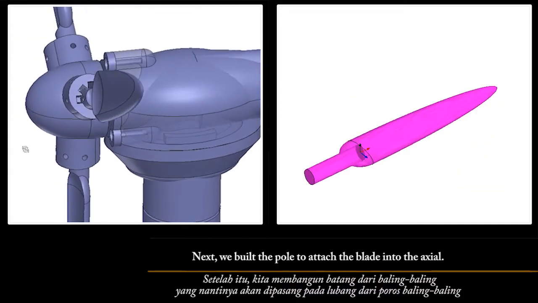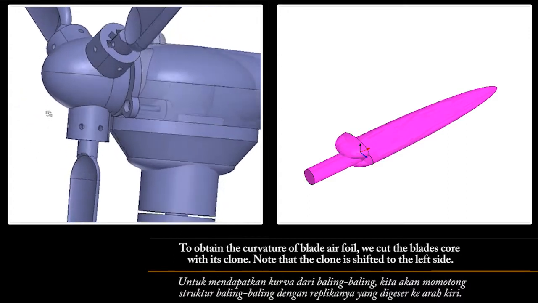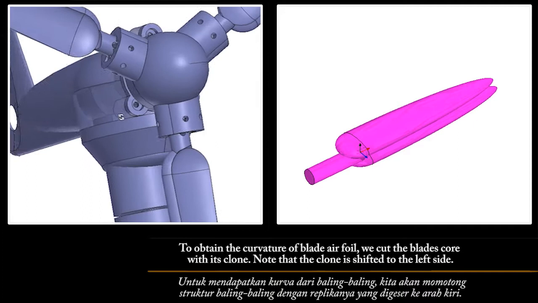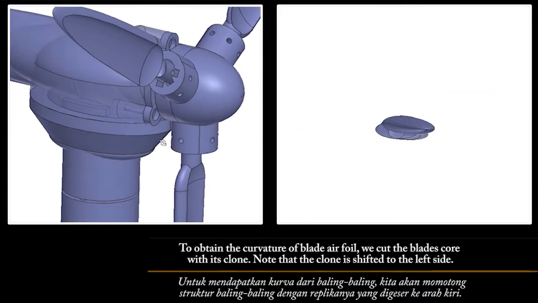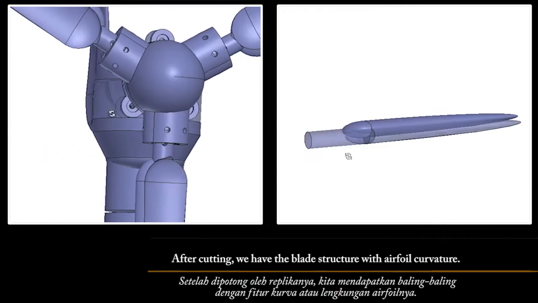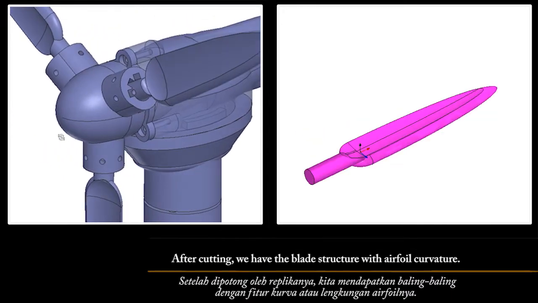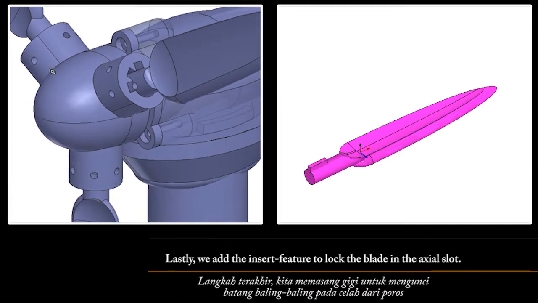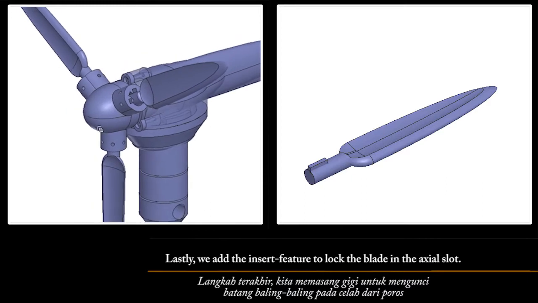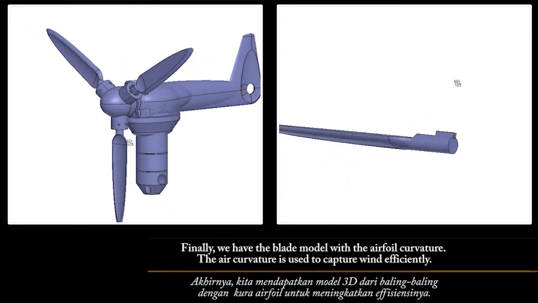Next, we build the pole to attach the blade into the axial. To obtain the curvature of blade airfoil, we cut the blade's core with its clone. Note that the clone is shifted to the left side. After cutting, we have the blade structure with airfoil curvature. Lastly, we add the insert feature to lock the blade in the axial slot. Finally, we have the blade model with the airfoil curvature.